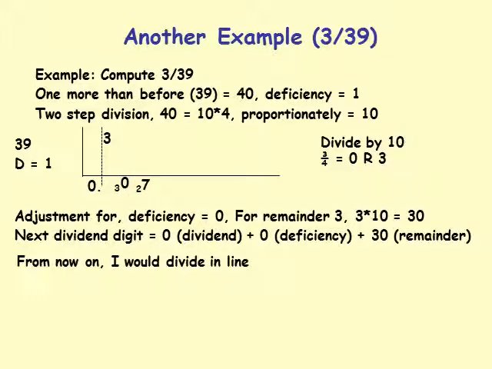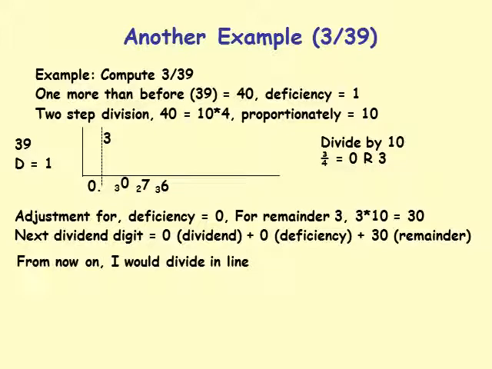I would divide 27 now by 4. That gives me 6, remainder 3. When I divide 27 by 4, I get 6, remainder 3. 6 is my quotient digit, and the deficiency adjustment because of that is 6. And 3 was my remainder digit, which is proportional. So 3 times 10 is 30, plus 6 is 36. This is my next working dividend, 36.